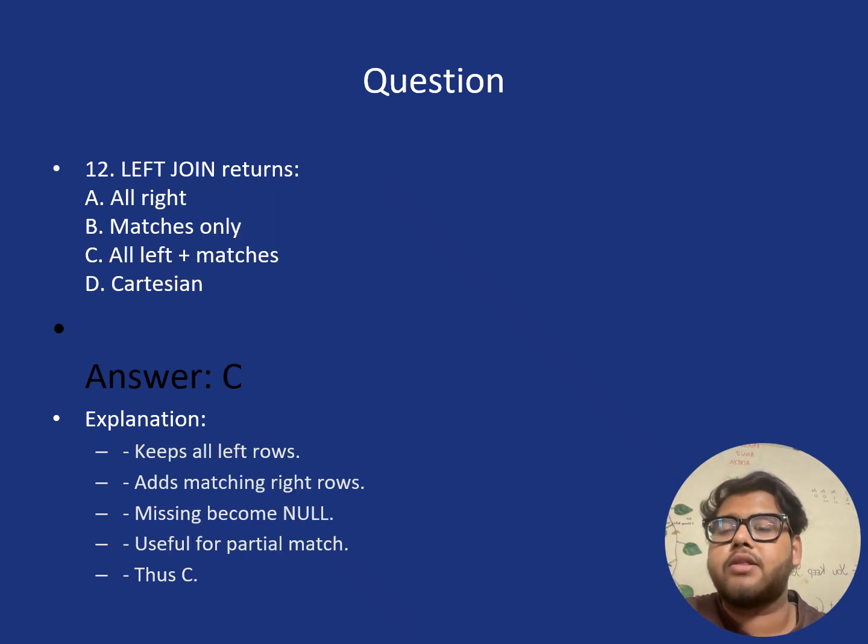The question number 12 is left join returns. All right matches only, all left plus matches, Cartesian. So the answer is all left plus matches. Keeps all left rows, adds matching right rows, missing become null, useful for partial match.